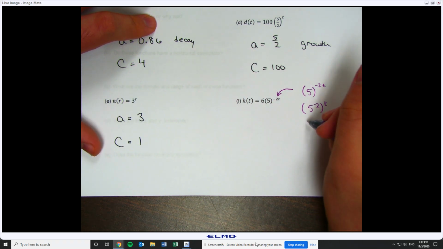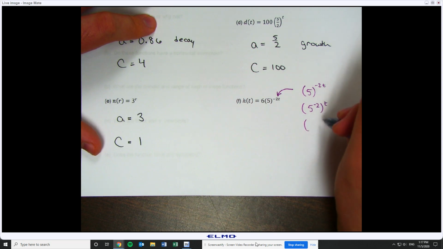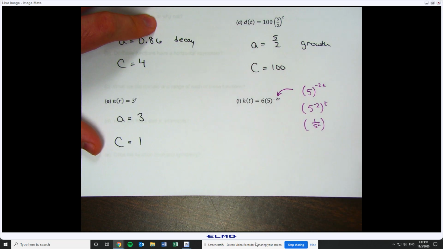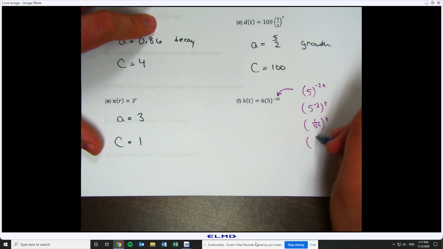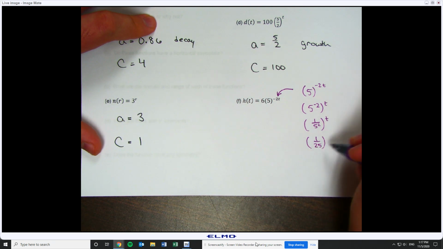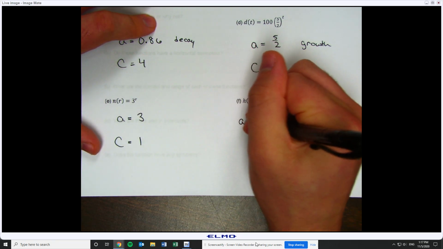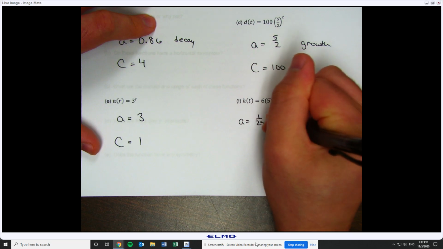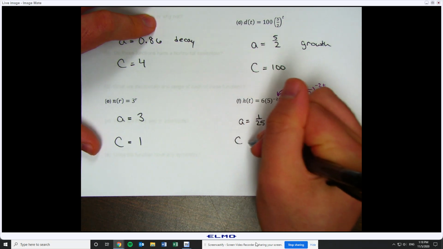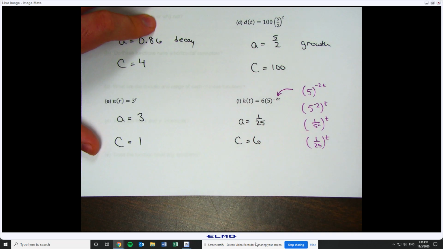Well, we've learned before in previous classes that if you have a negative in the exponent, that just means you flip it over. If you don't remember, I'll cover it again a little bit later. And now I can see that this is 1 over 25. So looking at it this way, now that t is in the exponent by itself, my base is actually 1/25. And my initial value here is c.